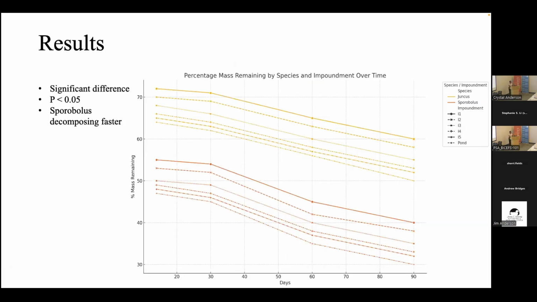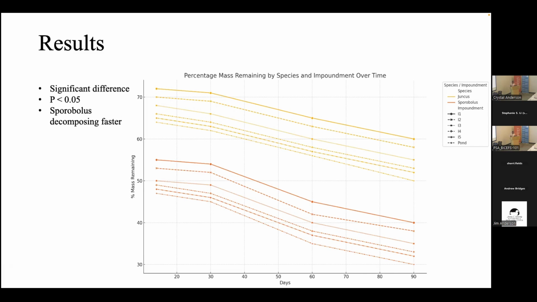I haven't had much data so far, but this is what I came up with. This graph shows the percentage of mass remaining over time for both plant species across each impoundment. I found a significant difference between the two plant species with a p-value less than 0.05. So overall, Spartina is decomposing faster than Juncus, as I predicted, which indicates species-specific differences in decomposition rate.